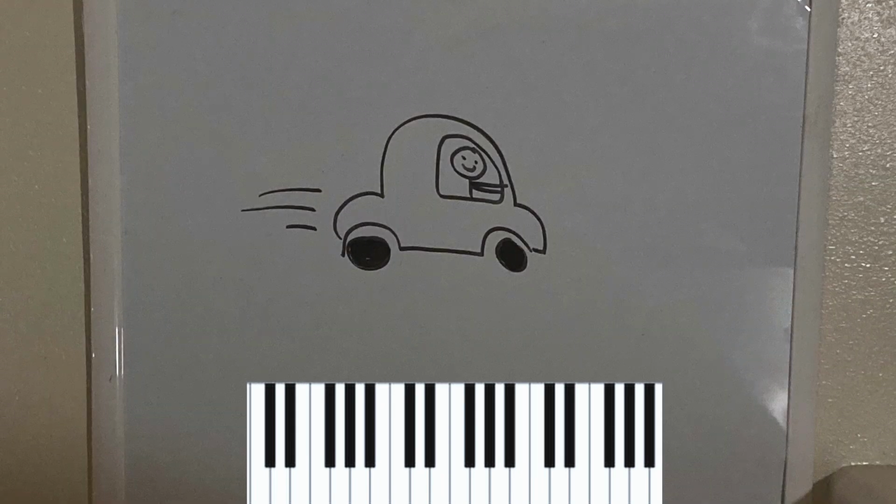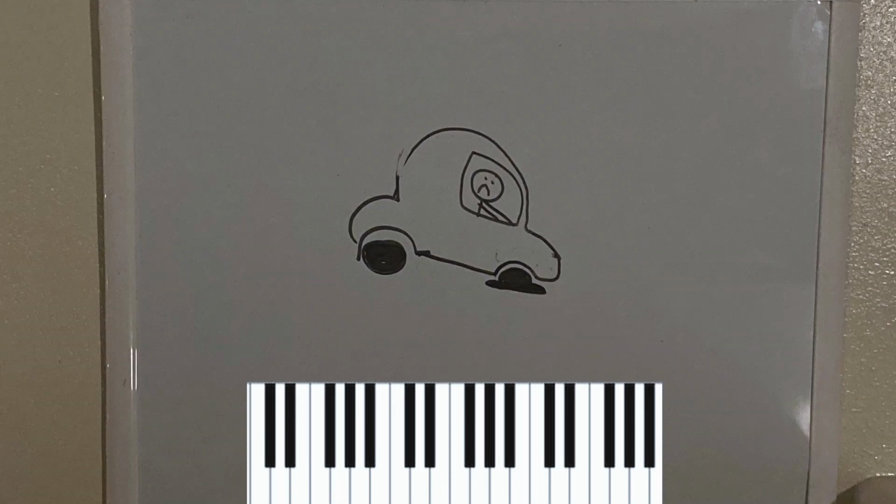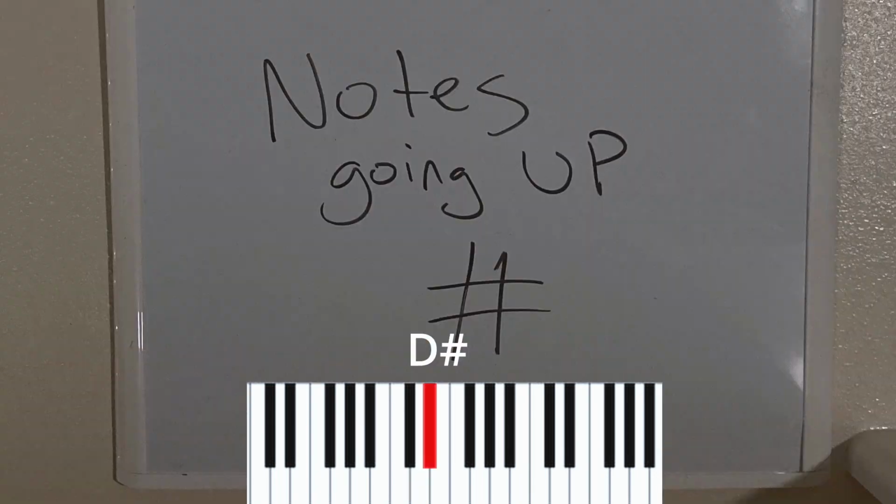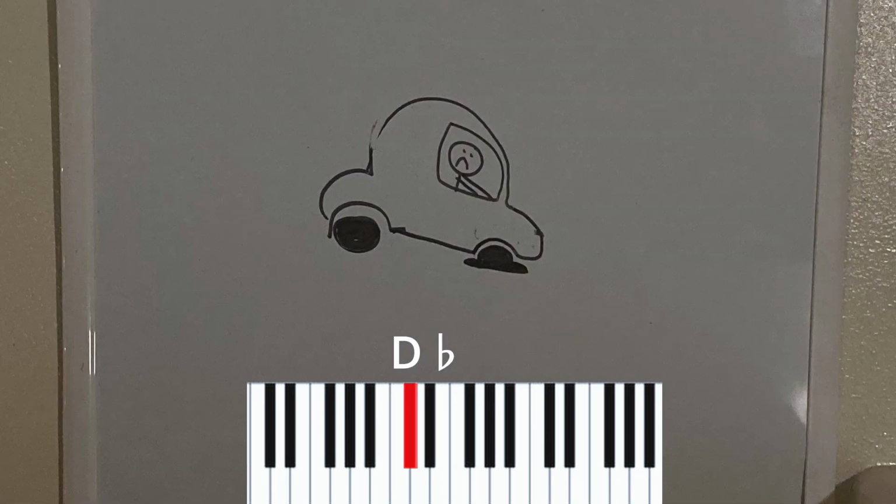One way you can remember a flat is if you're driving your car and the tire goes flat, the whole car kind of sinks a little bit. So when you play a note and you sink to the black note right next to it, that's the flat. D flat in this case. And the important thing to remember is that when the note goes up, like a spike, it's a sharp. And when the note goes down, like a flat tire, it's a flat.